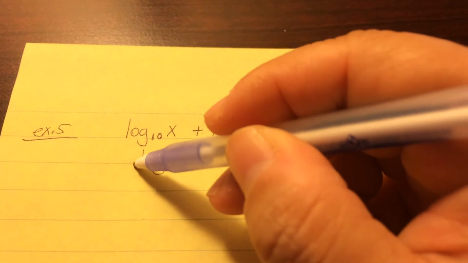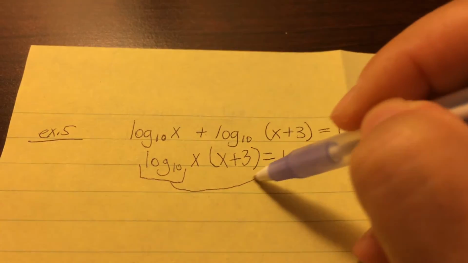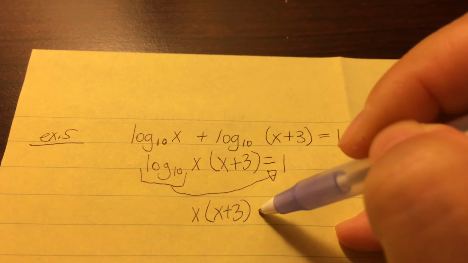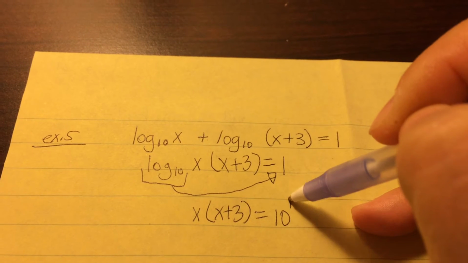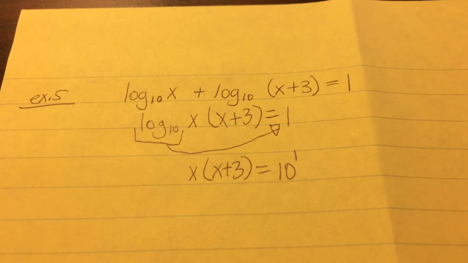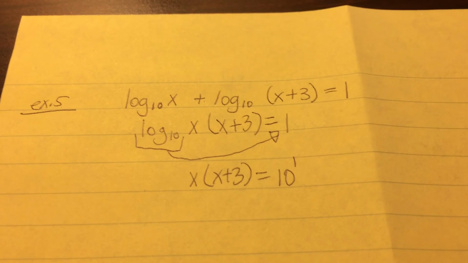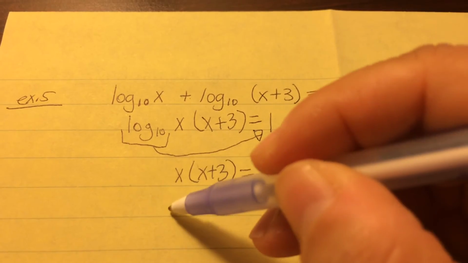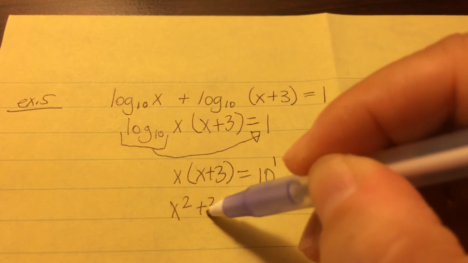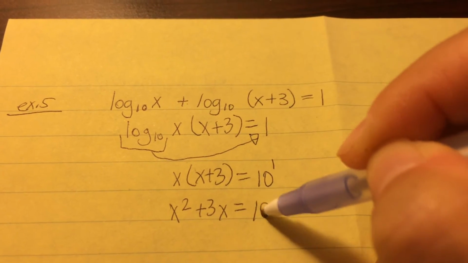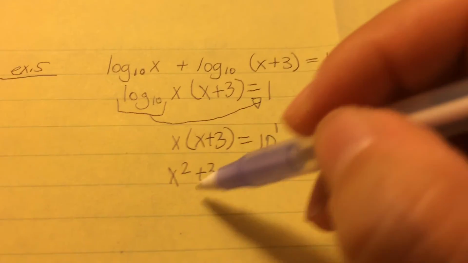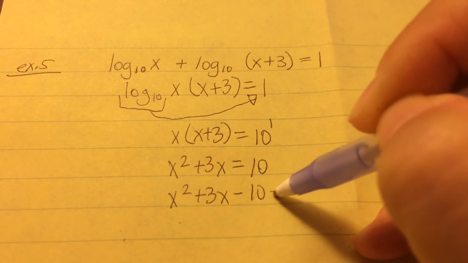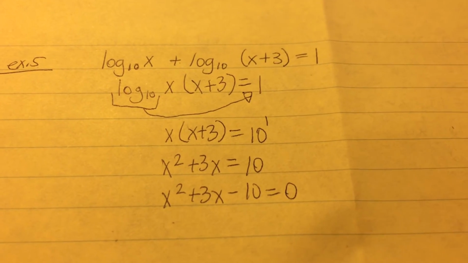So we want to bring this over to the other side, and then we're going to have x times x plus 3 is equal to 10 to the first power. Once we get to this form, this is actually algebra 1, because then you can distribute, combine like terms, and solve for it. If I distribute this, it becomes x squared plus 3x is equal to 10. Now this becomes a quadratic equation, so I can bring the 10 over to the other side: x squared plus 3x minus 10 is equal to 0. Now I need to solve for x.